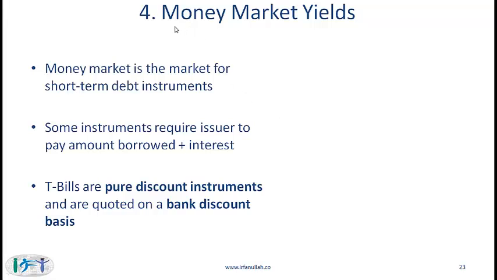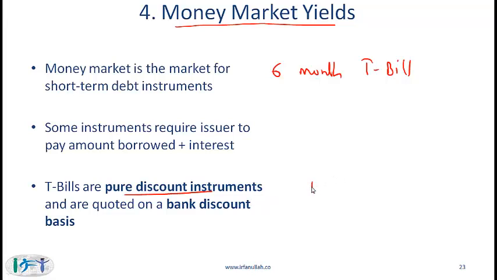We'll now talk about money market yields. Money market is the market for short-term debt instruments. The most common short-term debt instrument in most markets is a 6-month government T-bill. This is an example of a pure discount instrument, and what that means is the following.